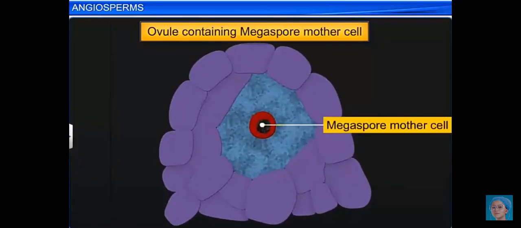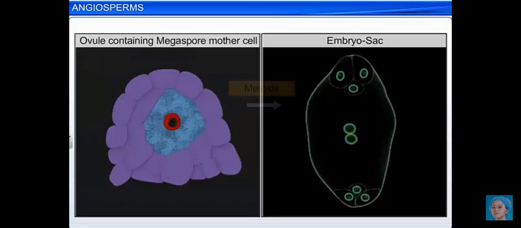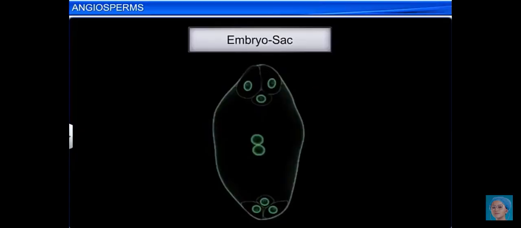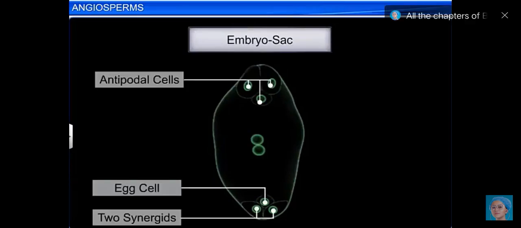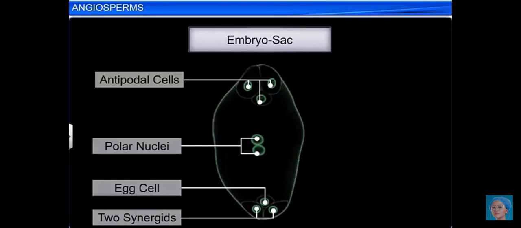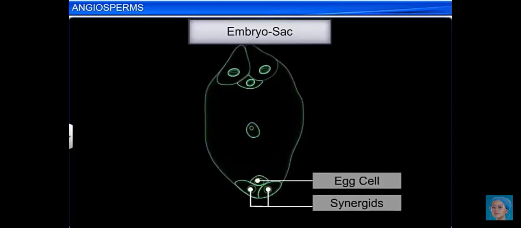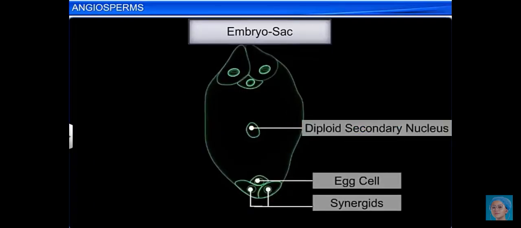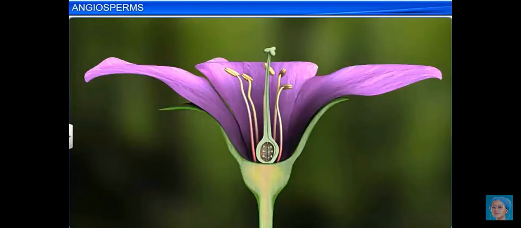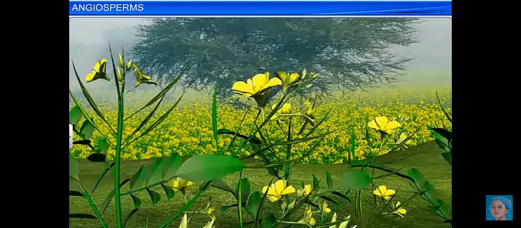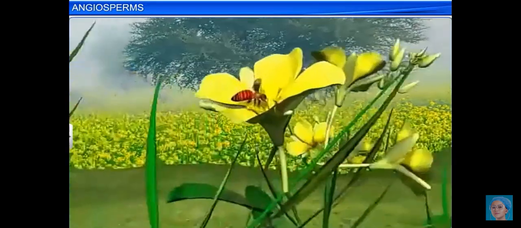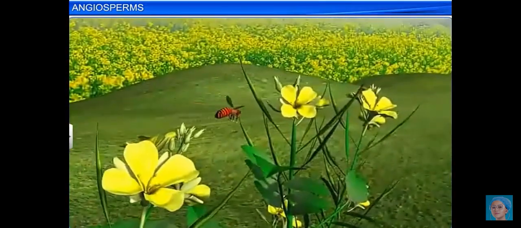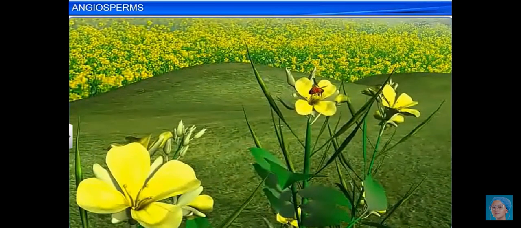These ovules contain the megaspore mother cell, which, following meiosis, develops into the haploid female gametophyte, called the embryo sac. The embryo sac has a 3-celled egg apparatus, consisting of 1 egg cell and 2 synergids, along with 3 antipodal cells and 2 polar nuclei. The polar nuclei eventually fuse to produce a diploid secondary nucleus. The embryo sac now becomes ready for fertilization, which in the case of angiosperms takes place by a process called pollination. During pollination, the anther disperses the pollen grains, which are then carried by agents such as the wind and insects, and are deposited over the stigma of a pistil.